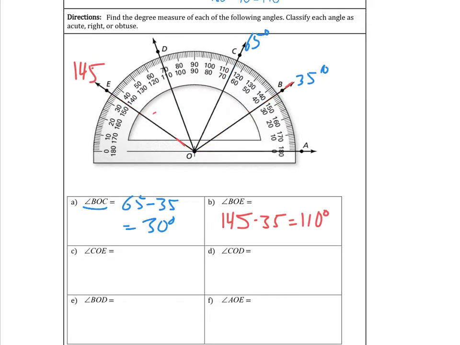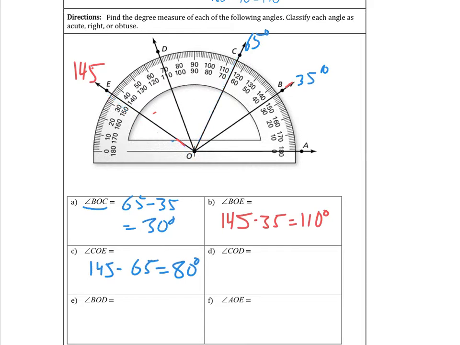How about COE, this guy right here? C to O to E, that angle right there. Well, let's see, we've got 145 on one end and 65 on the other. And if we subtract those, we get 80 degrees. All right, I think you're getting the idea there.